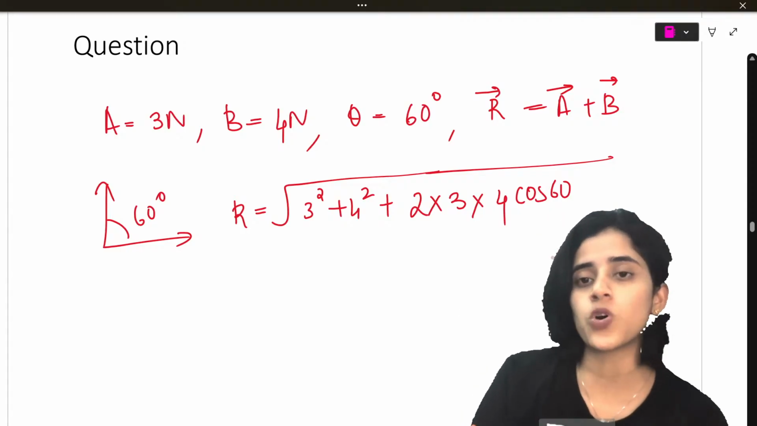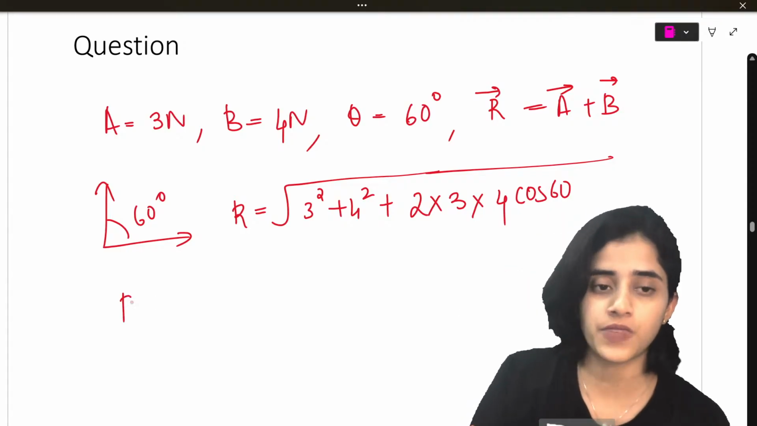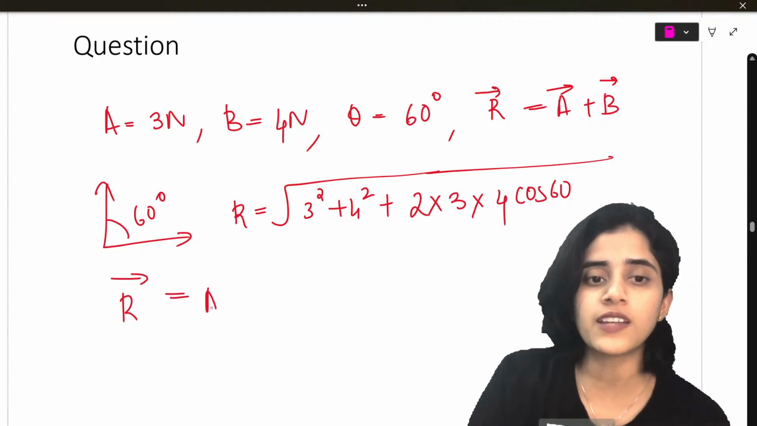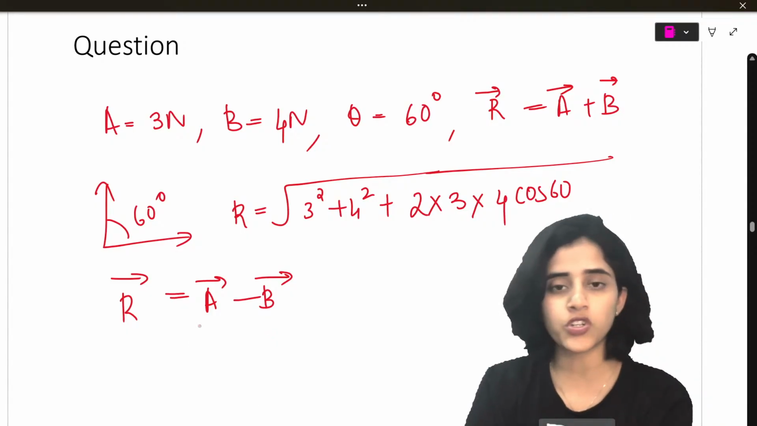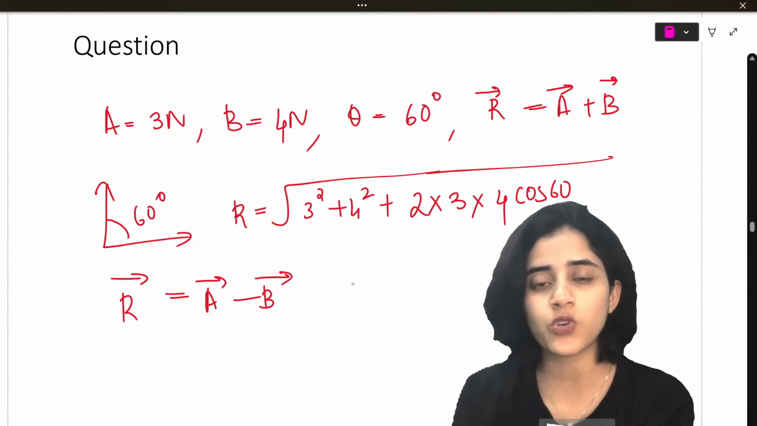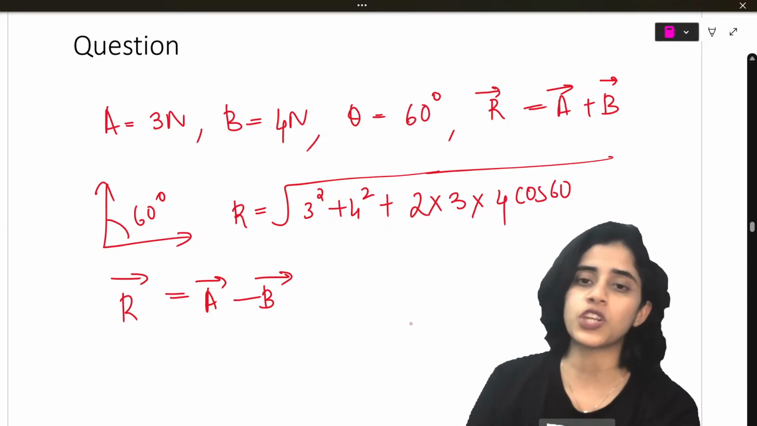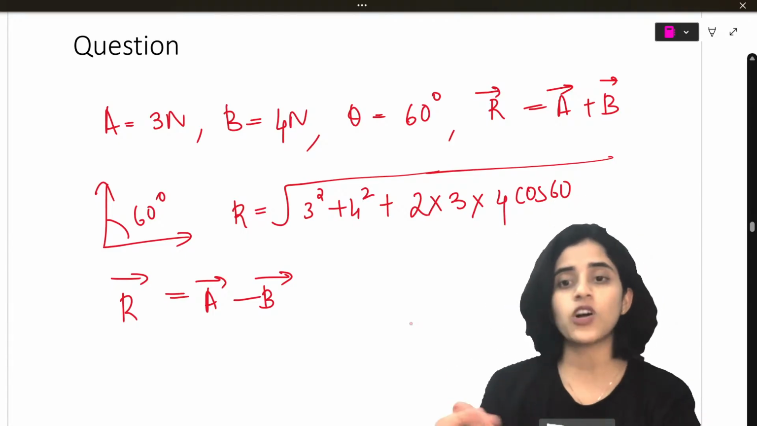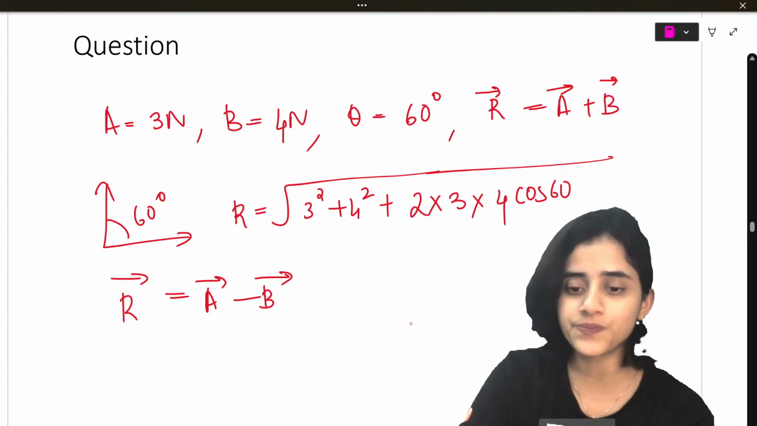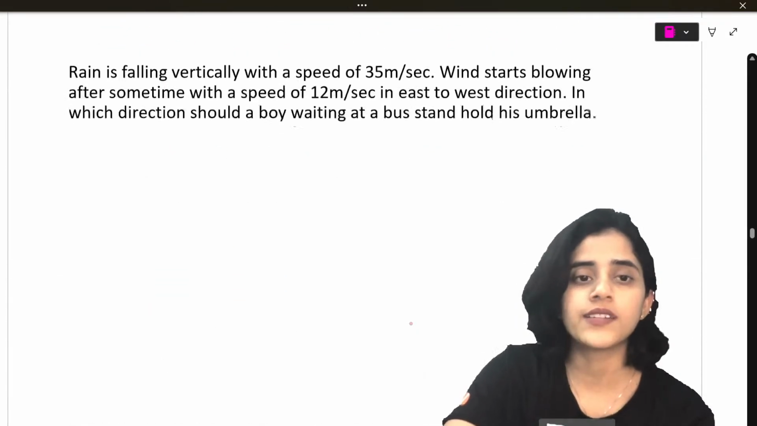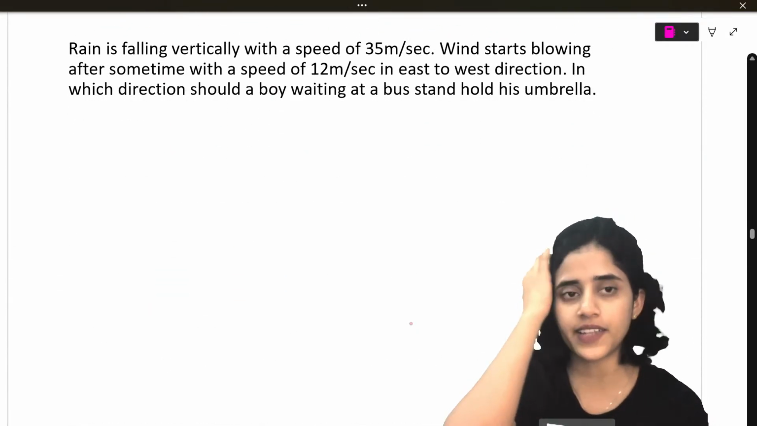Now, if the question was R is equal to A minus B, find out R. Then what you should do? 3 square plus 4 square minus 2 into 3 into 4 cos 60. So that also you can mention in the comment box.